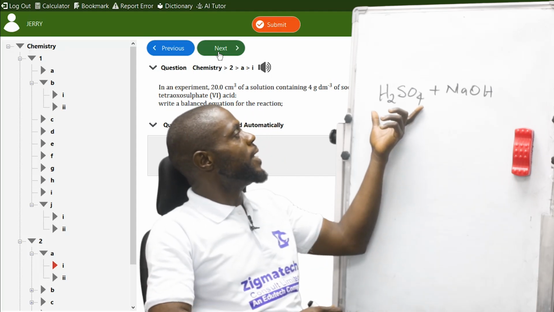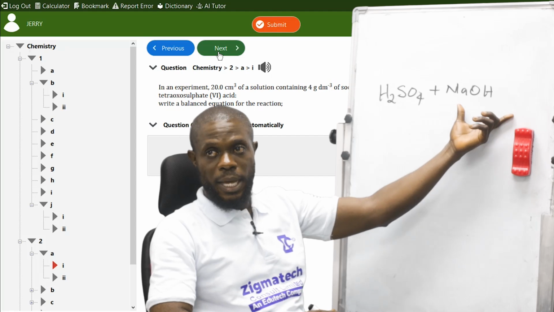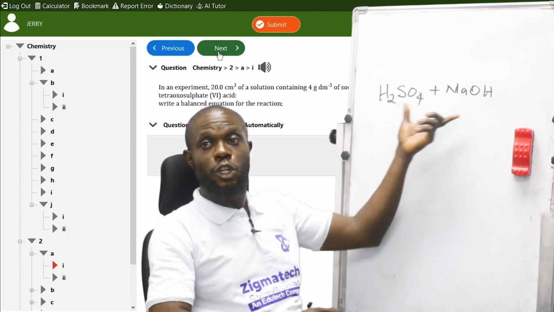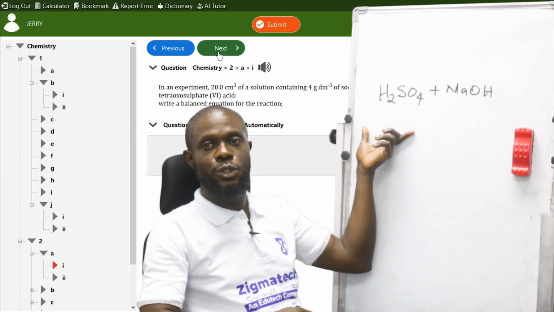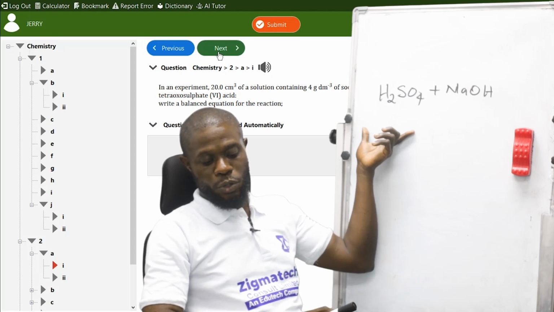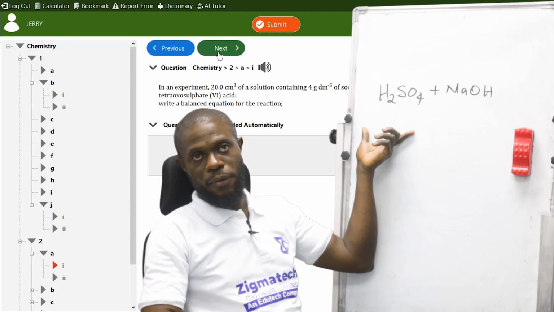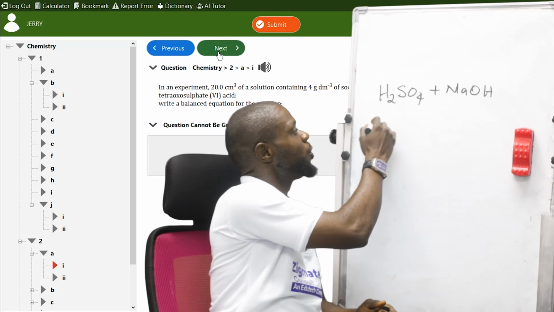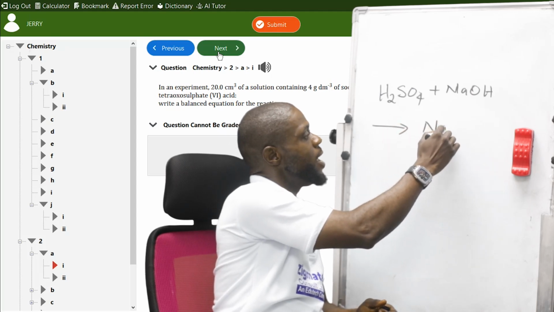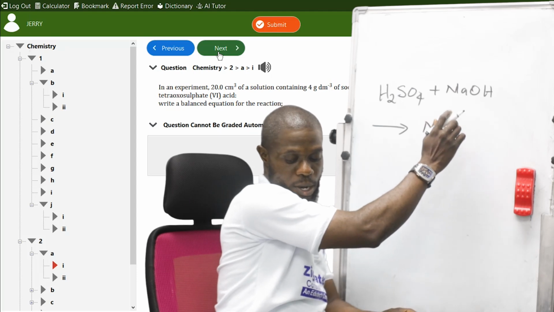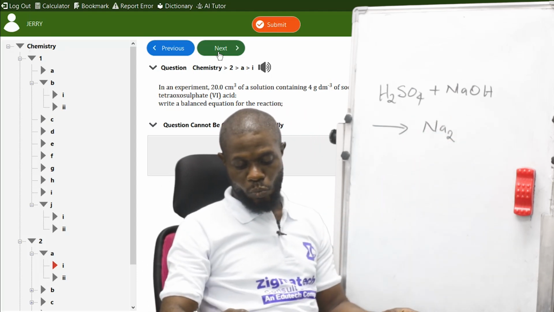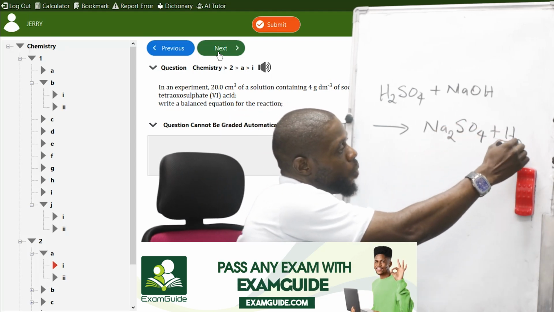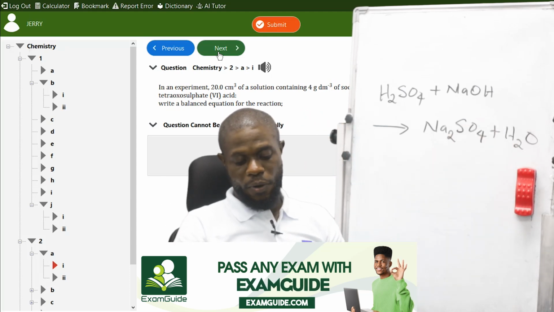Now, they said the tetraoxosulfuric acid and the sodium hydroxide. The sodium hydroxide was neutralized by the H2SO4. Now, what is it going to produce? It will give us Na2SO4 and water.